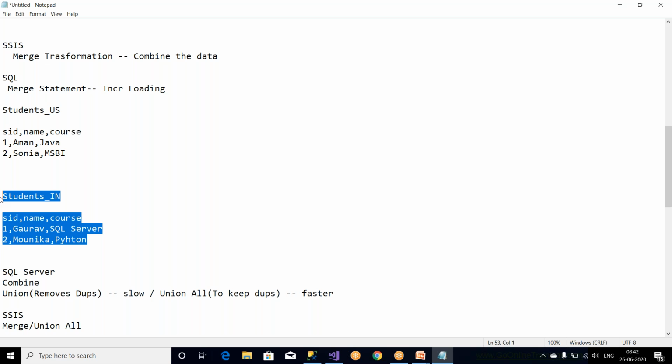So there should be a business strategy, a business requirement. Should I combine? Should I join? If I want to join, I need to have a primary key, foreign key relationship between those two tables, and it must make sense. If I want to combine the data, I can combine the same business entity data.